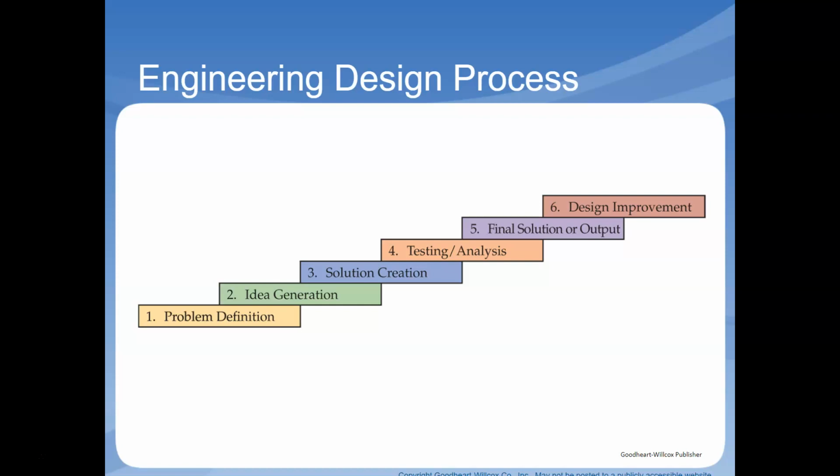Then you get to step 5, and that's where you have that final solution. That's the one that you're trying to sell to the world and to your customers. And then number 6 is design improvement. So if you're thinking about the iPhone, when the iPhone first came out like 20 years ago, we had the final solution. But design improvement is the new iPhones that you get each and every year.